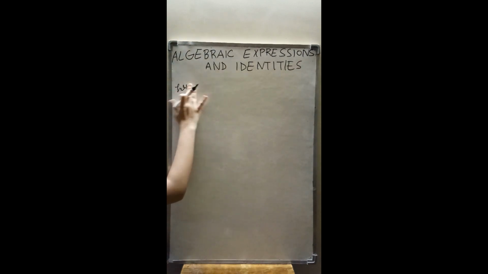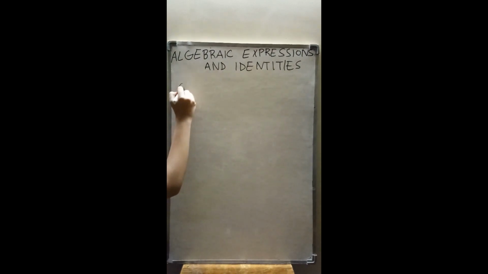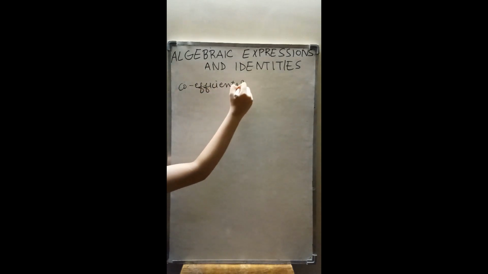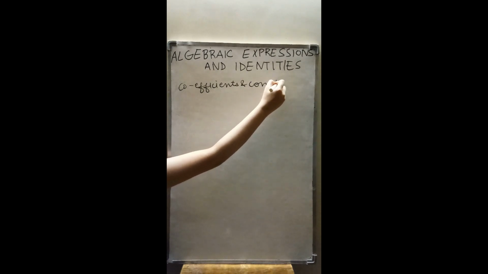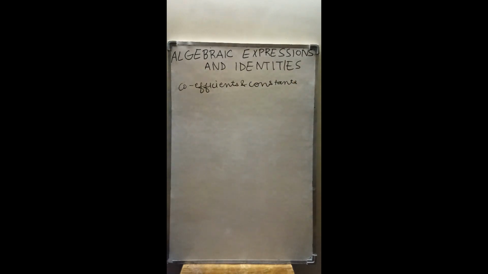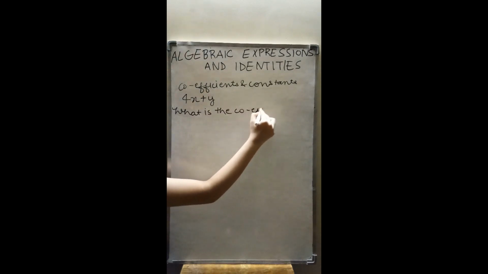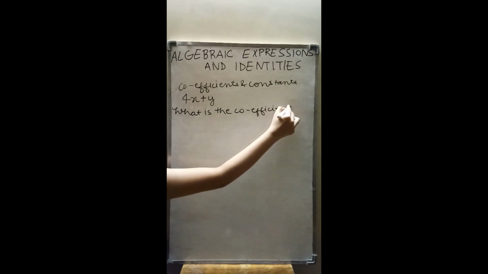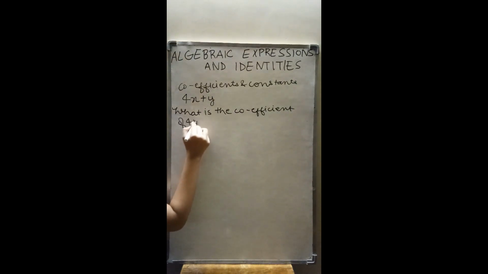What is the difference between coefficients and constants? Let's say I write an expression 4x plus y, and somebody asks you what is the coefficient of 4x plus y. So what will be your answer?